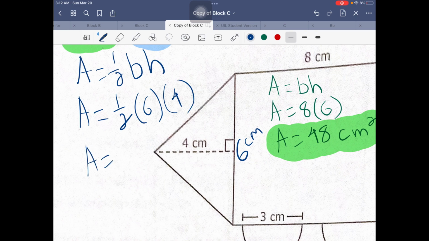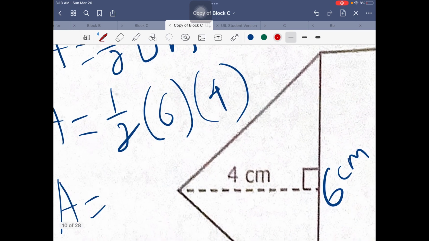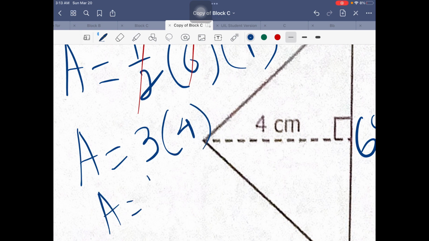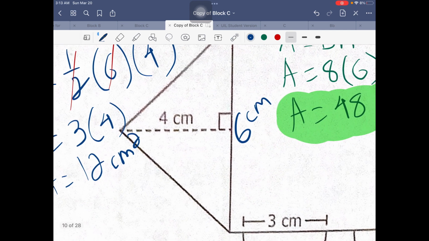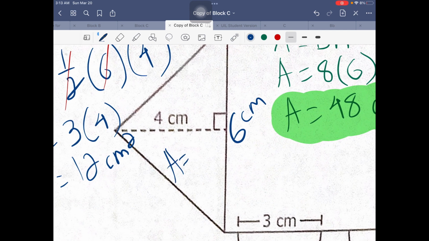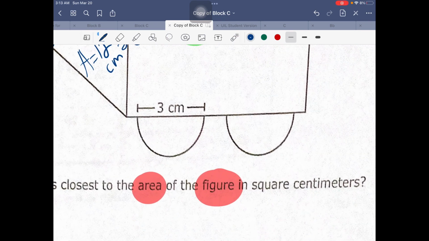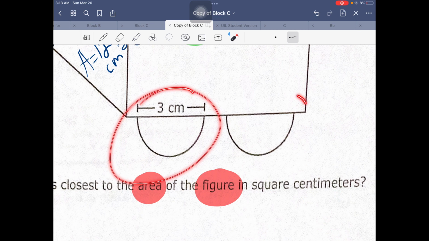Now, can I do half of anything here? I can do half of 6. What's half of 6? 3. 3 times 4. What's 3 times 4? 12 centimeters squared. So I have the area for this shape as well, which is 12 centimeters squared. Now, all I need to find next would be these two semicircles.